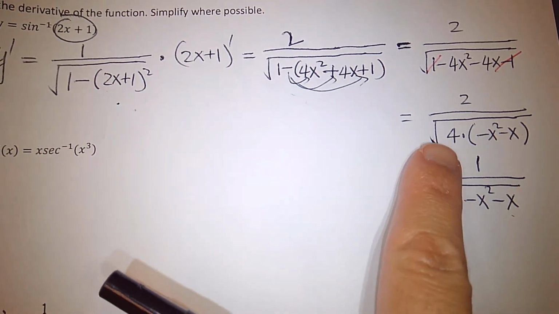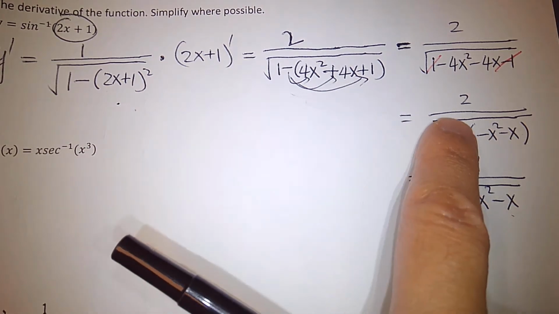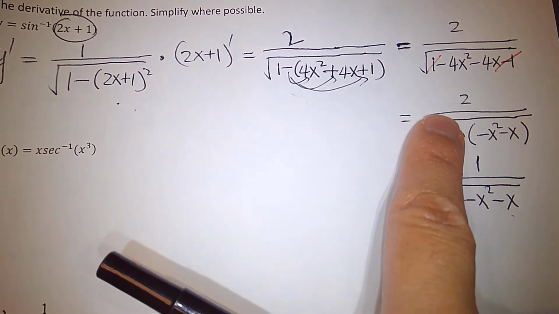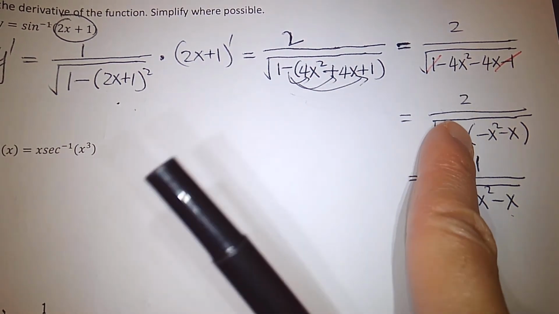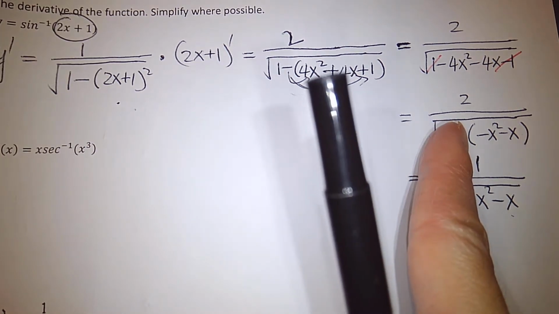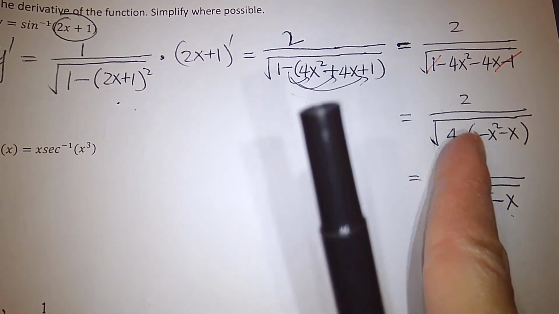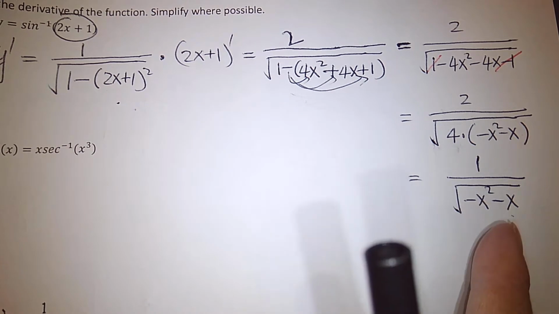Am I doing too fast? The square root of 4 is 2, right? That 2 cancels with this 2. But everything else must still be under the square root. So that's why we have a square root of negative x squared minus x.